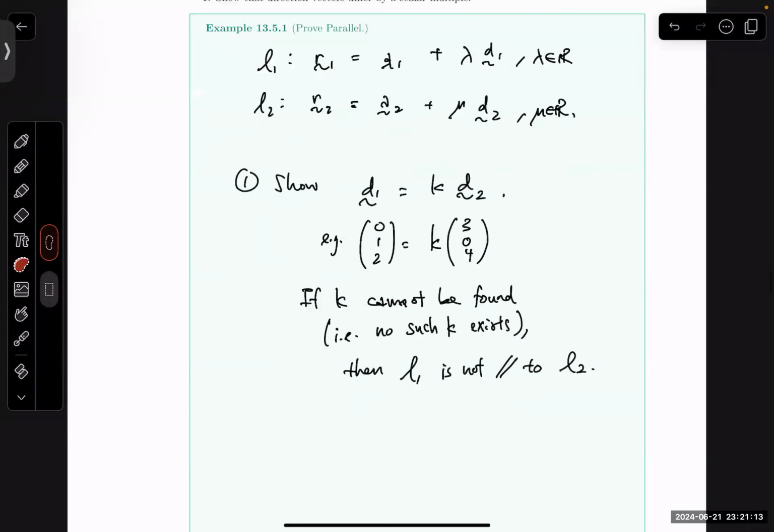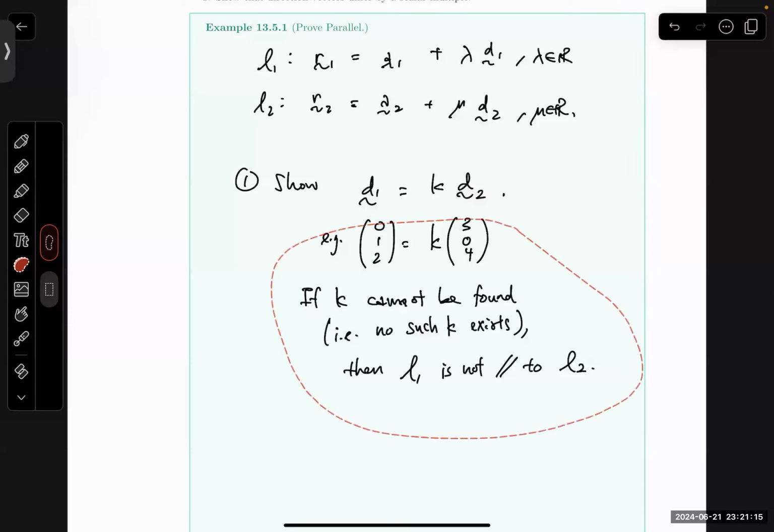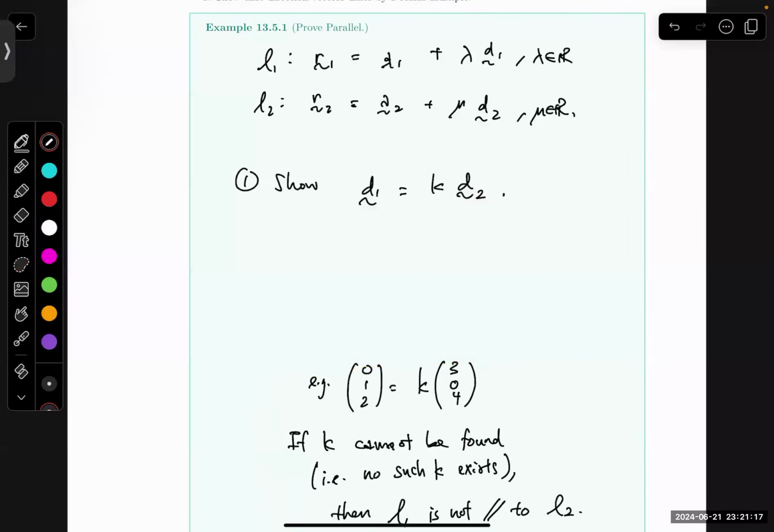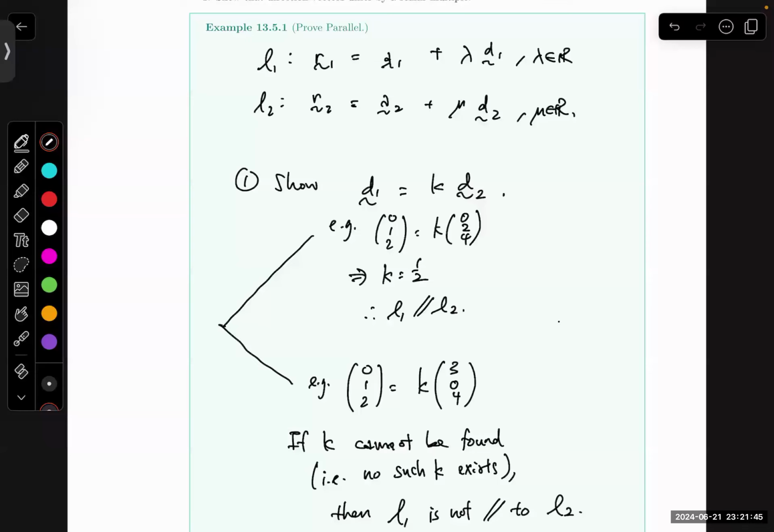For example, if I have (0, 1, 2) equals k times (0, 2, 4), then k can be half, so k equals half. Therefore, L1 is parallel to L2. Done. So these are the two possible ways.